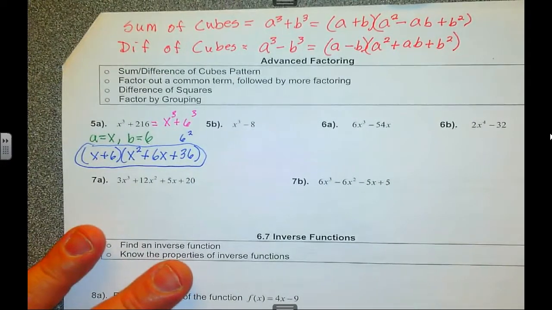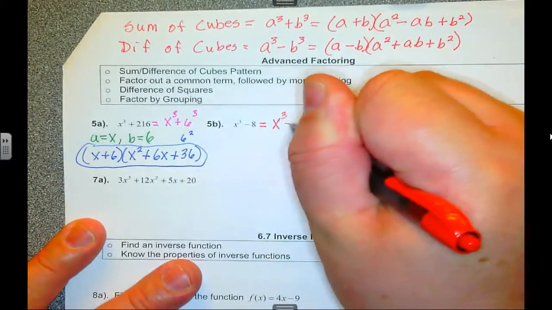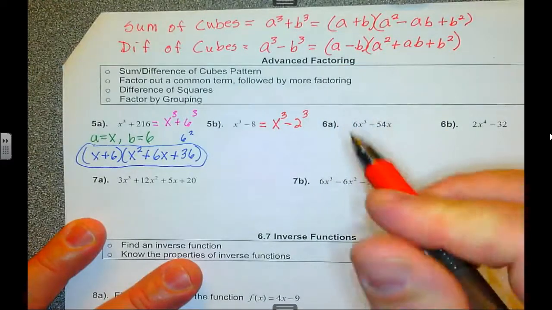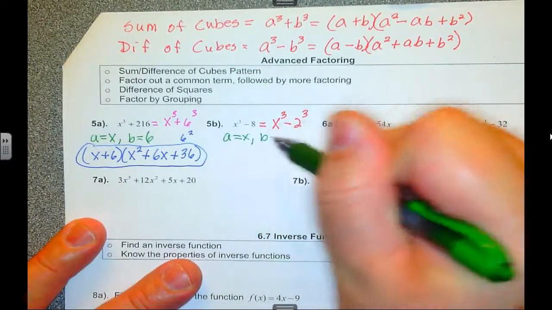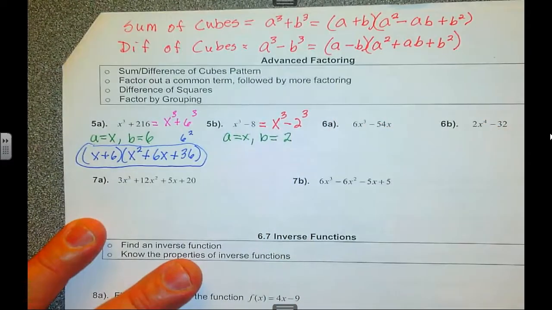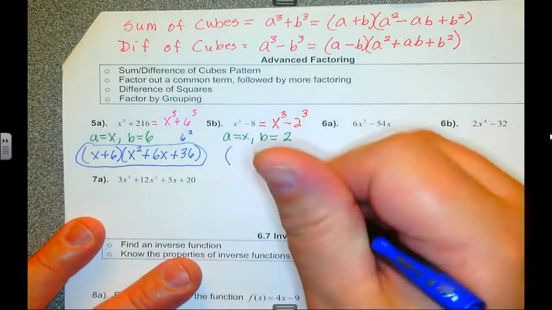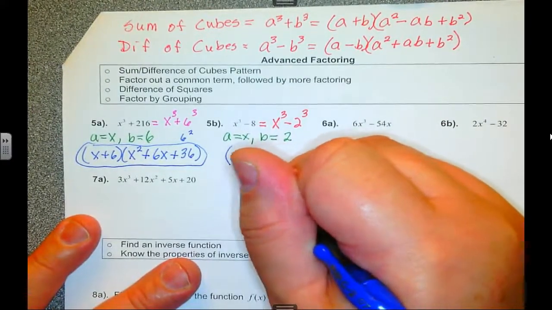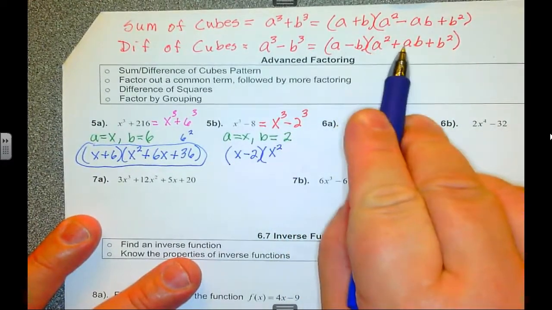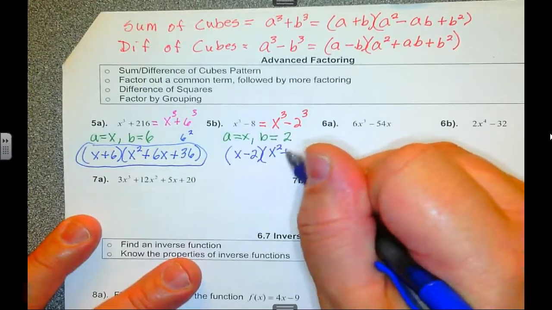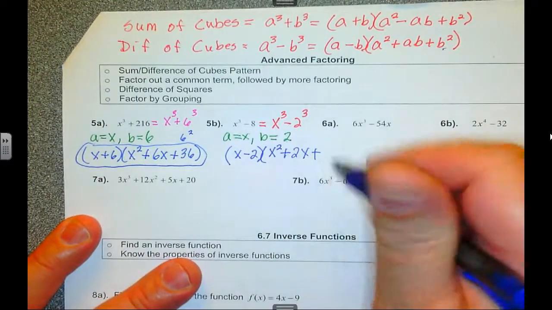5b, see, this equals x cubed minus 2 cubed, so my a is x, my b is 2. So following my formula, which you will have on the quiz, I have x minus 2 times x squared plus a times b, which is 2x, plus b squared, 2 squared is 4.